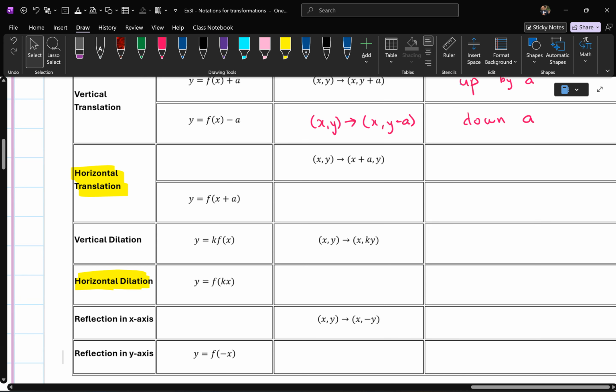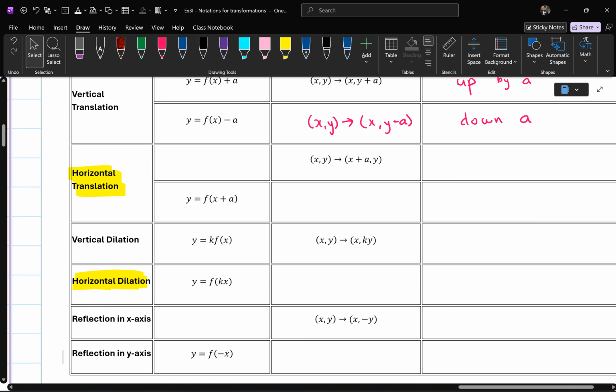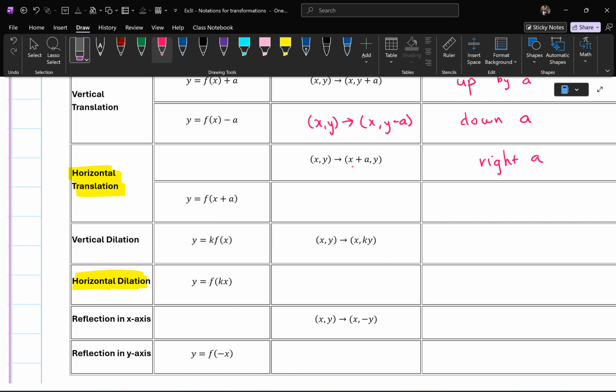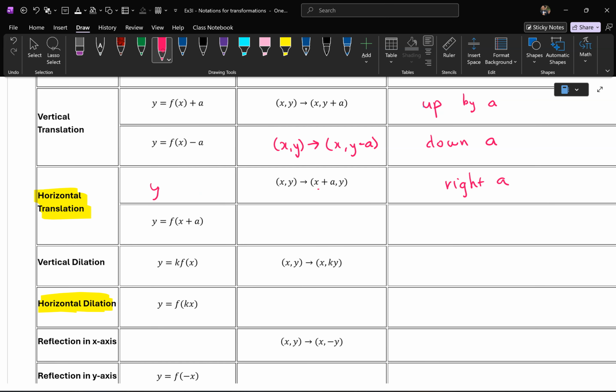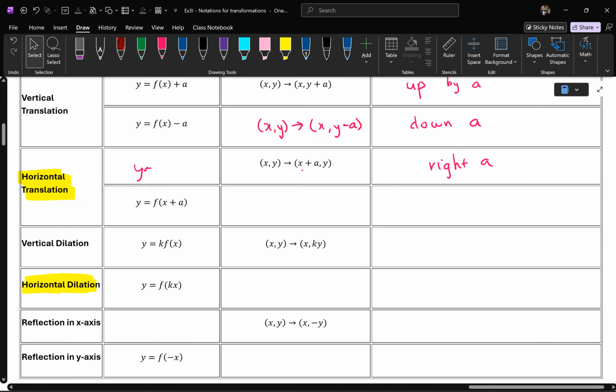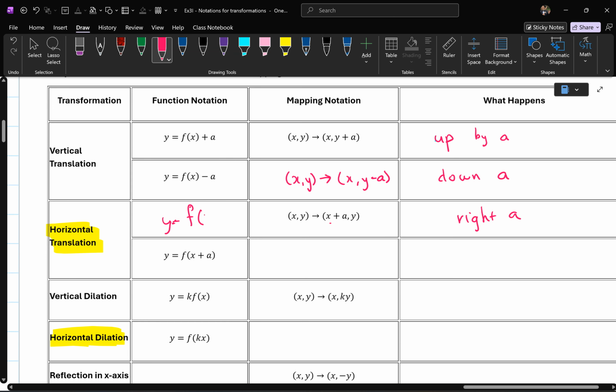So let's have a look. I already gave a hint on this one. But if I want to move to the right, so that plus a there, that means moves to the right by a. Students get confused. Is it f of x minus a or is it x plus a? That's generally the confusing part. The answer is y equals f of x minus a.